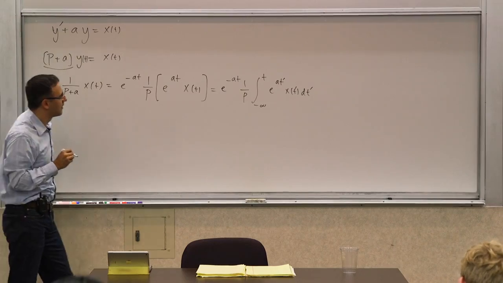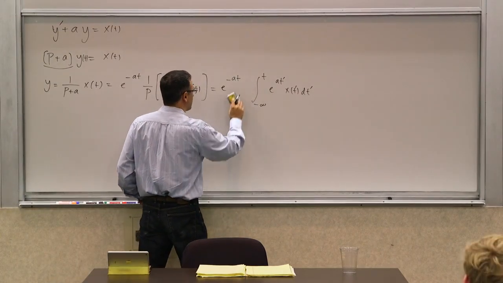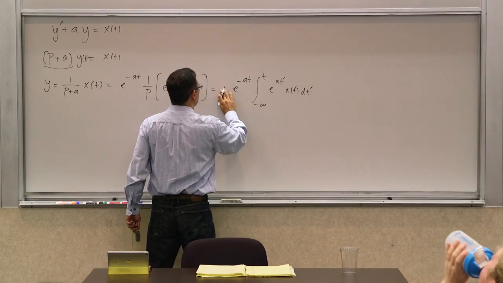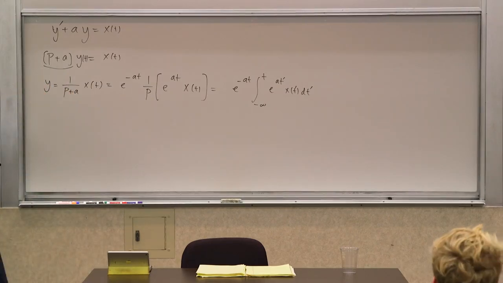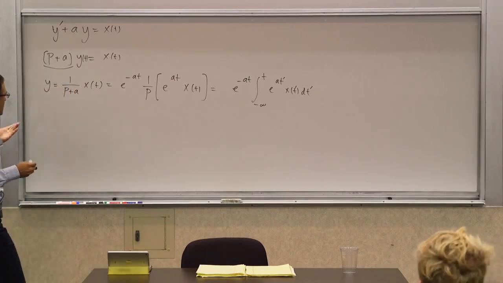Yes? Isn't the 1 over p supposed to be dropped? Yes, thank you. I don't need the 1 over p, because this is the 1 over p, e to the negative at. Thank you. So that's what that 1 over p means. So that was the inverse low-pass operator.